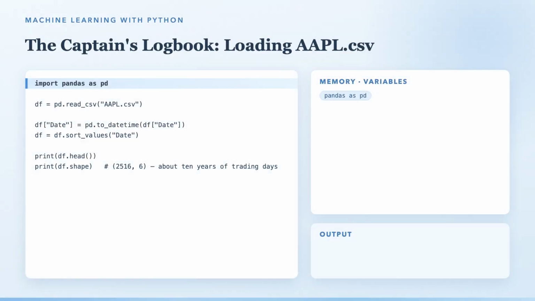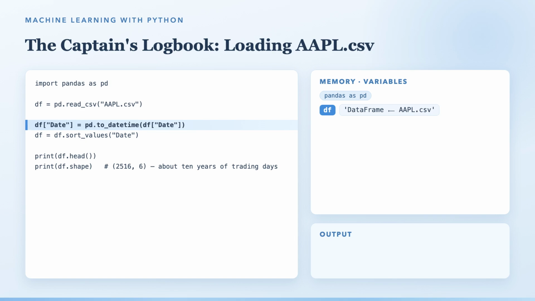Every river house keeps a logbook. Ours is called AAPL.CSV, roughly 10 years of Apple's trading days. Watch each line run. First, Pandas arrives, our patient librarian, and the logbook opens. 6 columns: the date, the opening price, the day's high and low, the closing price, and the volume, how many shares changed hands. We convert the dates into real calendar dates. And then, very important, we sort. Time series must stay in order. Always. 2,516 days. That's our river.